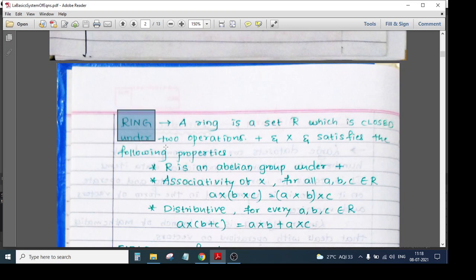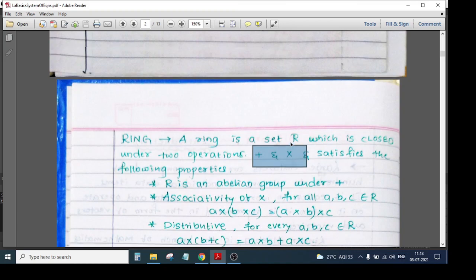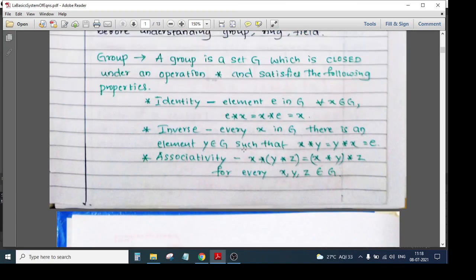Okay, so a set is called a ring if it is closed under two operations. Here, friends, see the difference: it must be closed under two operations. Which are those two operations? The first operation is addition and the second operation is multiplication. I hope you can clearly find the difference between a group and a ring.